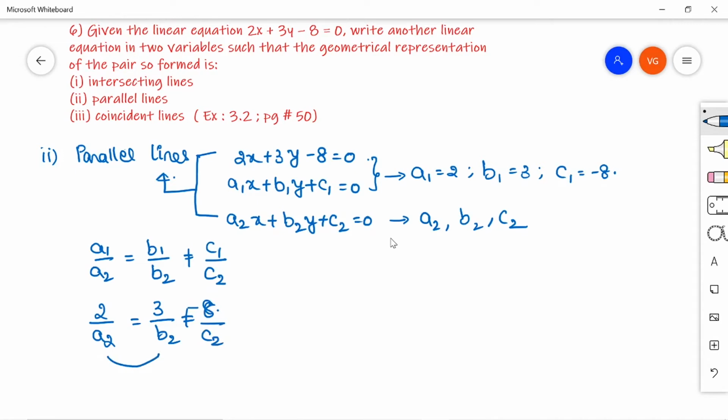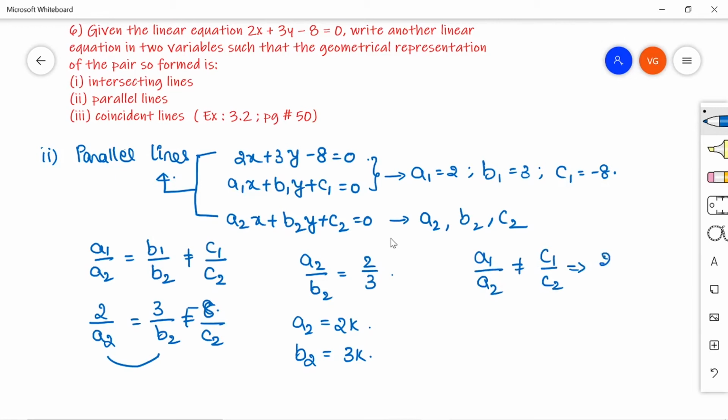Now if I consider these two, a2 by b2 should be equal to 2 by 3. So a2 can be taken as 2k and b2 can be taken as 3k, right? So for the first and third, a1 by a2 should not be equal to c1 by c2. That is, 2 by a2 should not be equal to minus 8 by c2. That is, a2 by c2 should not be equal to minus 1 by 4. That is, c2 here should not be equal to 4k, a multiple of 4, right?